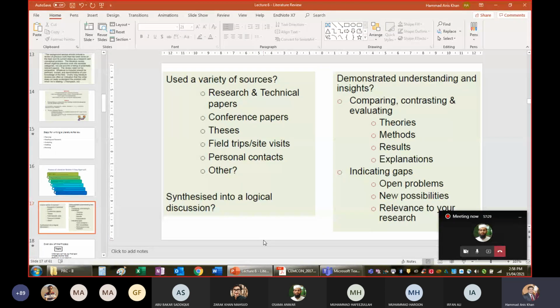And then the last step would be identifying the gap, being critical. You can create some problems out of the research presented, or new possibilities or relevance to your research. While evaluating, you can also create a certain problem which you can try to solve. You can highlight a problem, that this person forgot to work on this, or he hasn't answered this point, so you can do that as well.